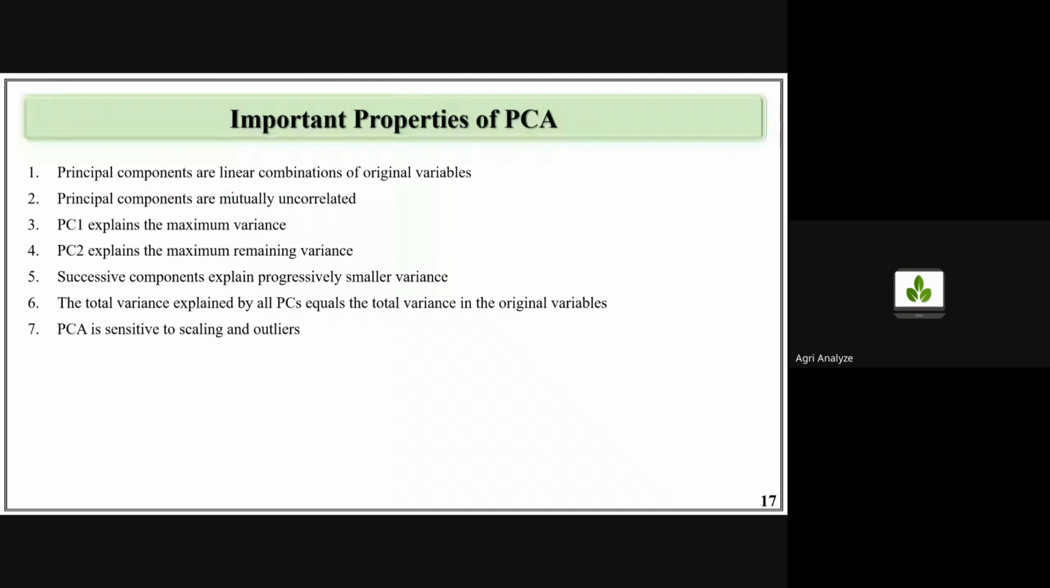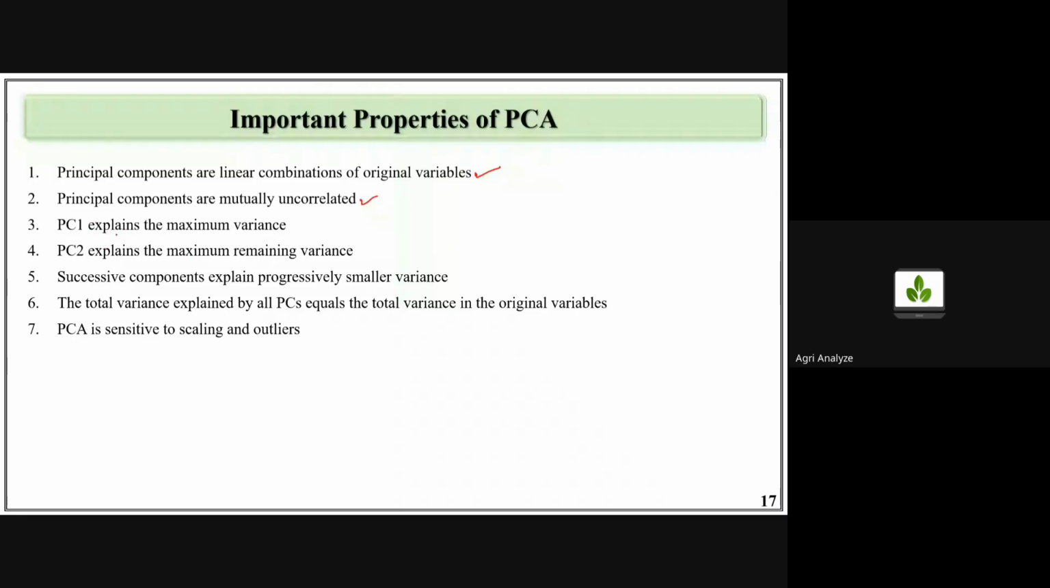Principal components are linear combinations of the original variables. I explained how this is a linear combination. Then principal components are mutually uncorrelated, because PC1 and PC2 are orthogonal to each other. Same for PC1, PC2, and PC3. All the principal components are orthogonal to each other. It means they are uncorrelated with each other.